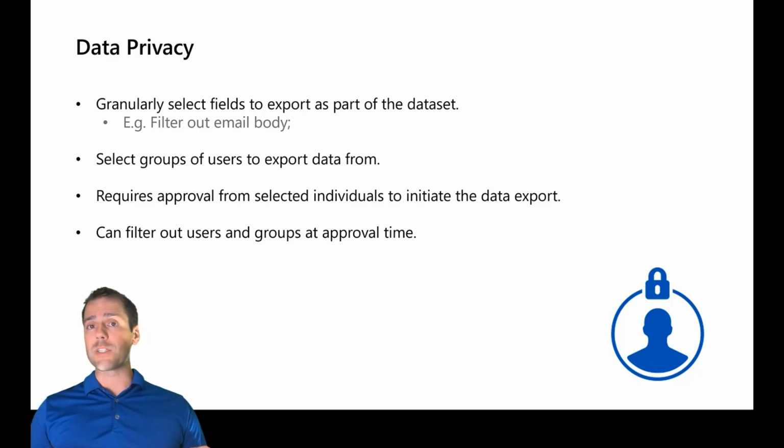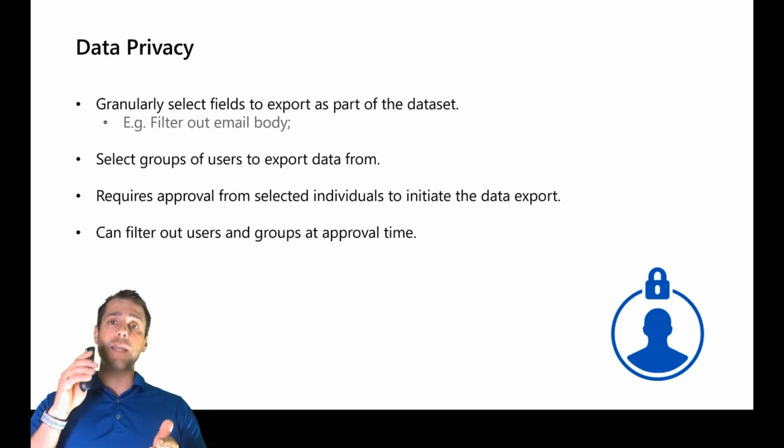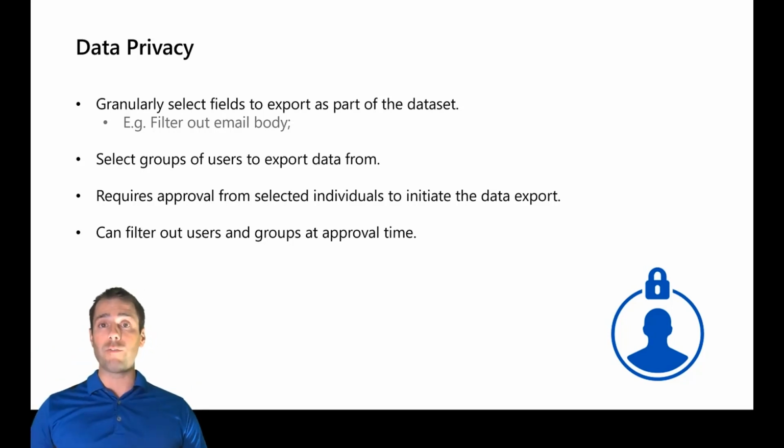So in the case of emails, for example, you could load the schema and then say, I want to exclude the body and body preview fields and only focus on the from, the CC, the attachments, and so on.